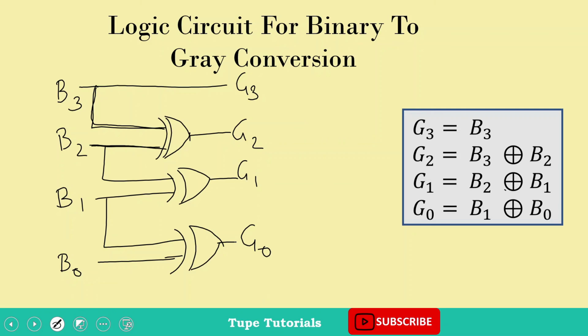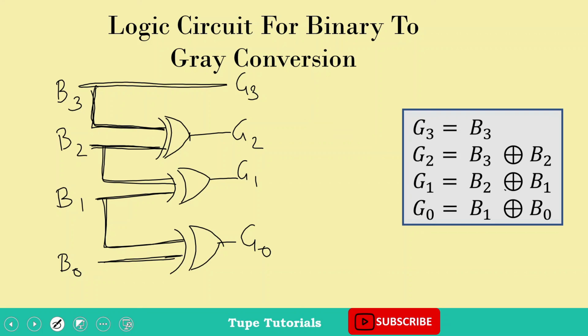See, now G3 is equal to B3. For G2 it is the XOR of B3 and B2. For G1 it is the XOR of B2 and B1, and for G0 it is the XOR of B1 and B0. Simple. So this was the logic circuit for the binary to gray conversion.